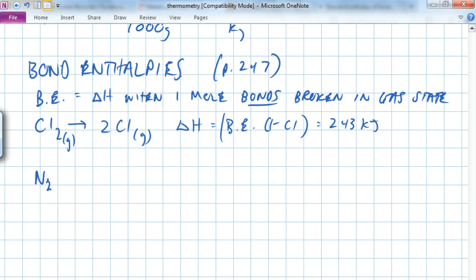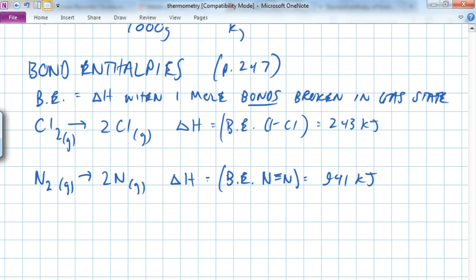Now, triple bonds, I mean, there's multiple bonds here, so you might guess that they would take more energy to break down. The bond energy, and this is kind of a separate part of the table there on page 247, the bond energy of the triple bond between the nitrogens is 941 kilojoules. And in general, multiple bonds are stronger than single bonds, and you will see that in the table.